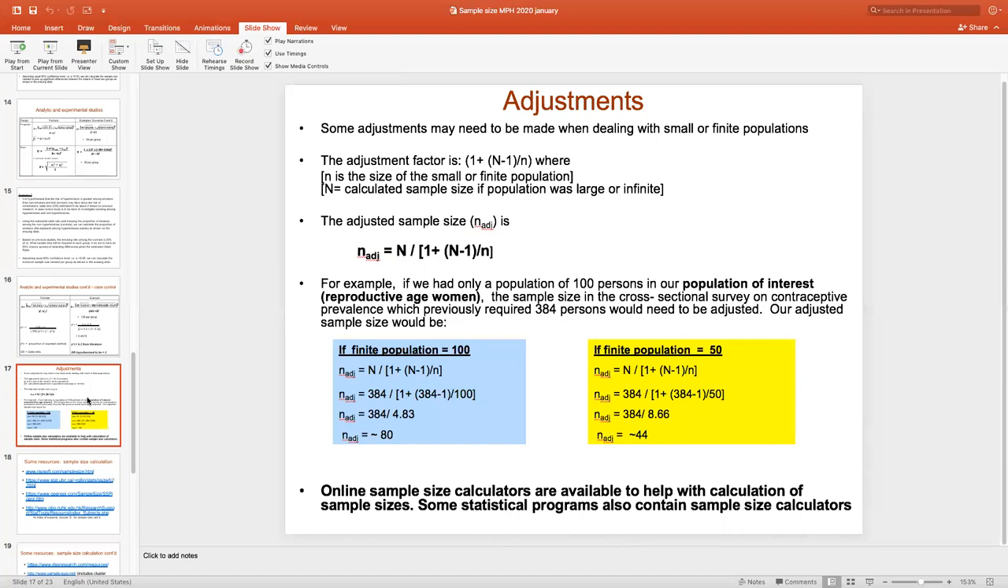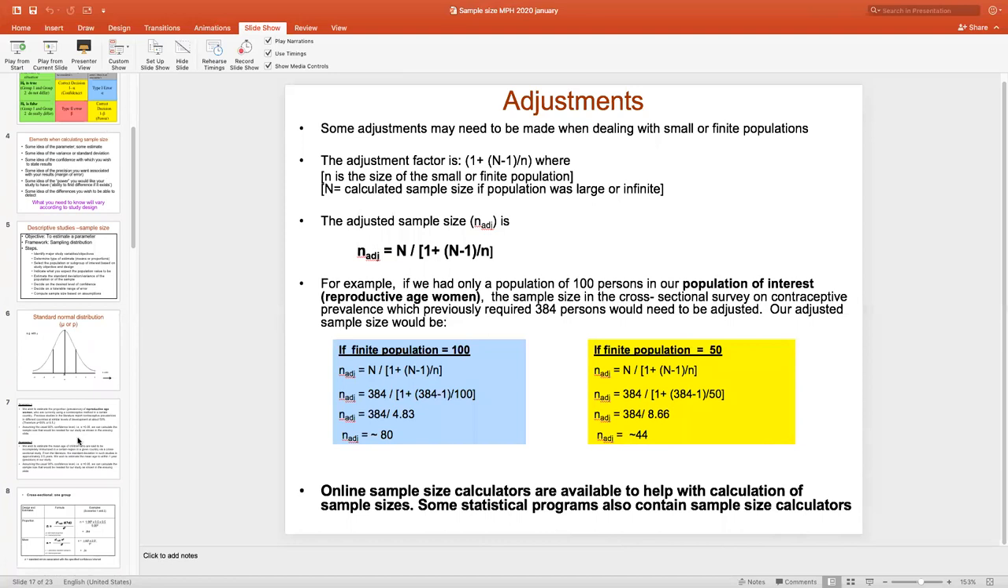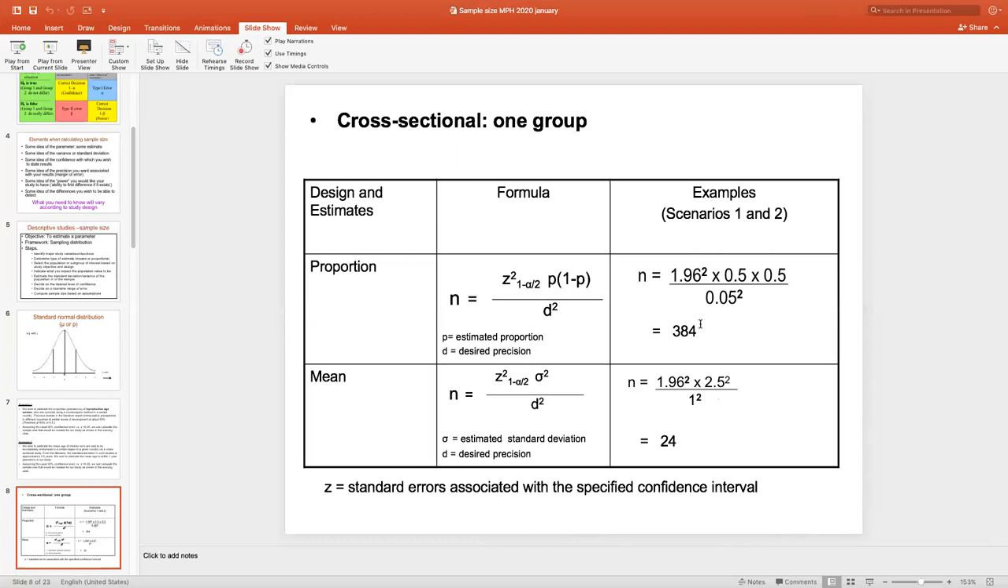And this is about adjustments. Suppose when you work out things, for example, in this slide, when we were doing a cross-sectional study, we needed to study 384 people. This was the purpose about reproductive age couples. You need to study 384 people. Suppose the population you're studying is even less than 384. What do you do?